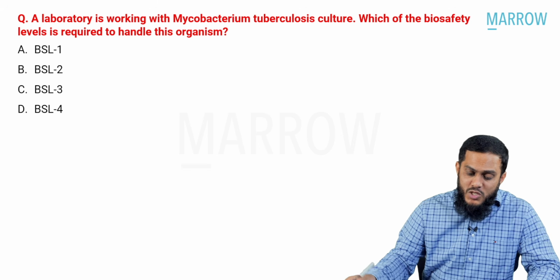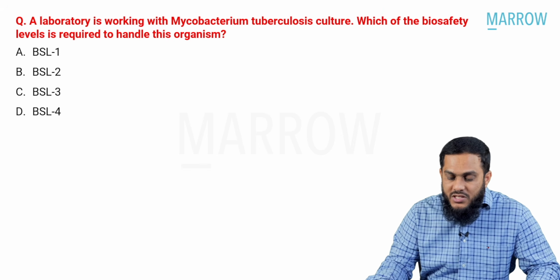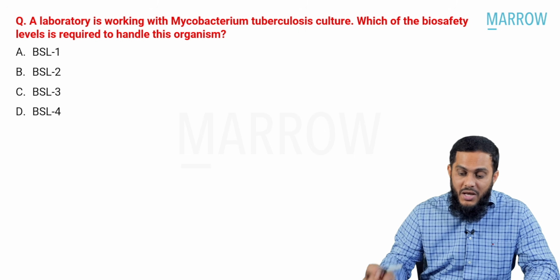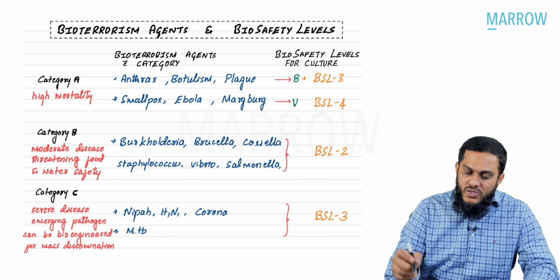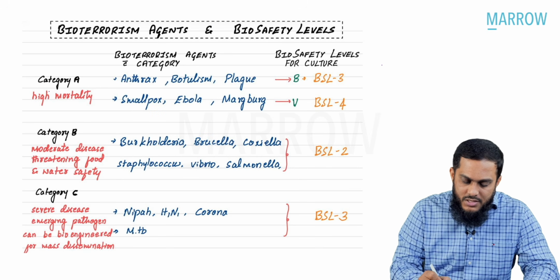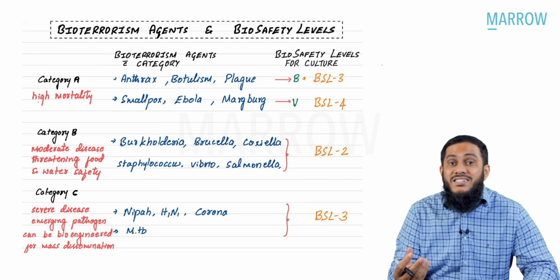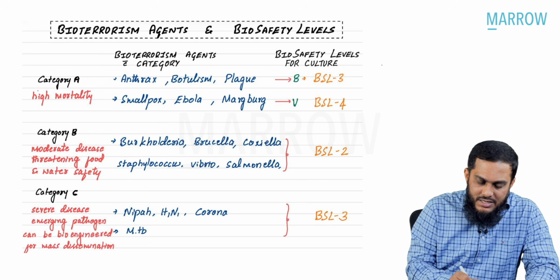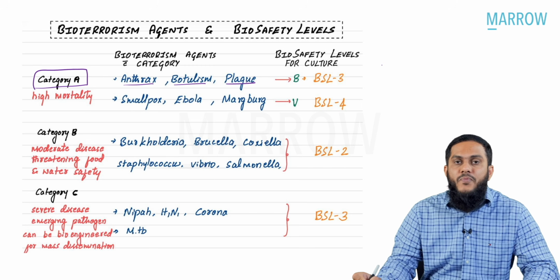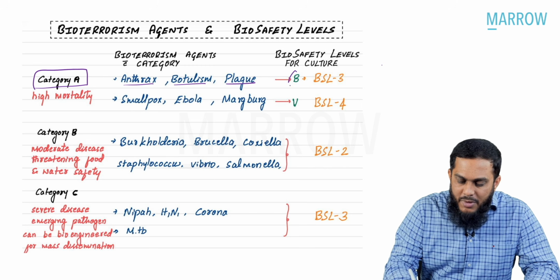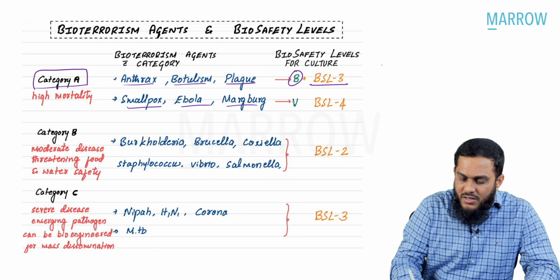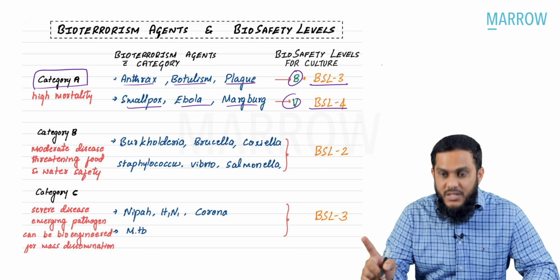A laboratory is working with Mycobacterium tuberculosis culture. Which of the biosafety levels is required to handle these organisms? If you see our class notes, we have mentioned the categories of bioterrorism agents and biosafety levels. Category A bioterrorism agents are anthrax, botulism, plague. These are bacteria for which you require biosafety level 3. And smallpox, Ebola, Marburg are the viruses for which you require biosafety level 4.